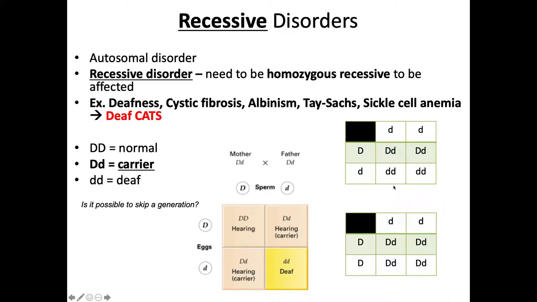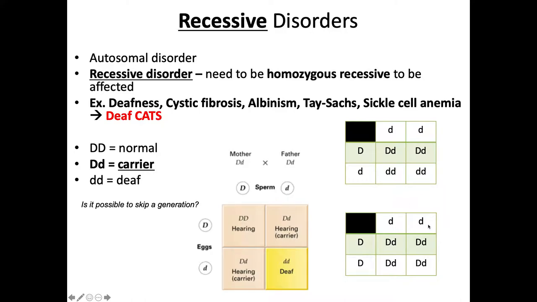That situation where one parent is deaf, they're homozygous recessive, and one parent is a carrier where they are heterozygous. So here we see that there's a 50% chance that the child could be a carrier, but your odds for having a child that is deaf increases. So now it's a 50% chance.